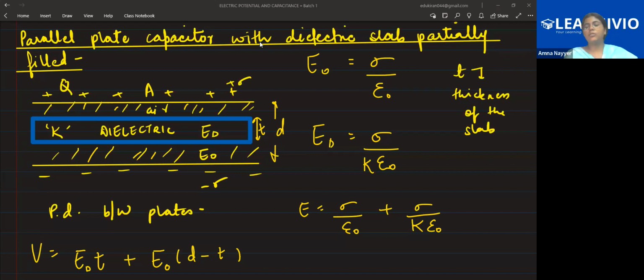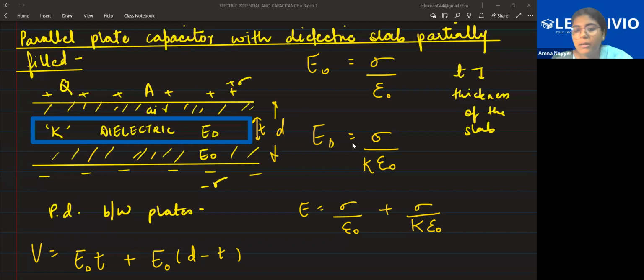Okay. Now you have two electric fields. One is the electric field between this surface, which is the electric field of air, E naught, sigma by epsilon naught, and one is the electric field of the dielectric slab. That is this ED. So ED is sigma by K epsilon naught. You'll multiply it with K. Why? Because this is a dielectric material, and whenever you have a dielectric material, you multiply it with K. So what will be the total electric field? Sigma by epsilon naught plus sigma by K epsilon naught, right?